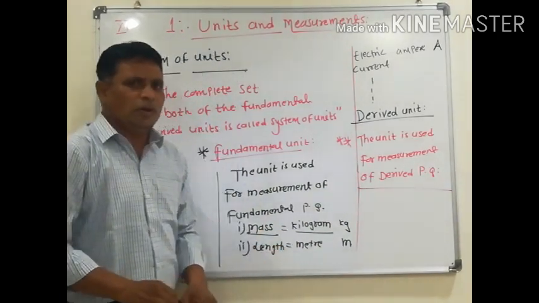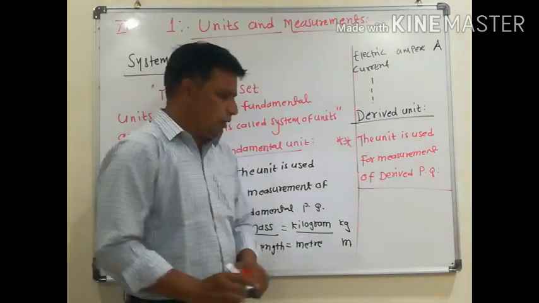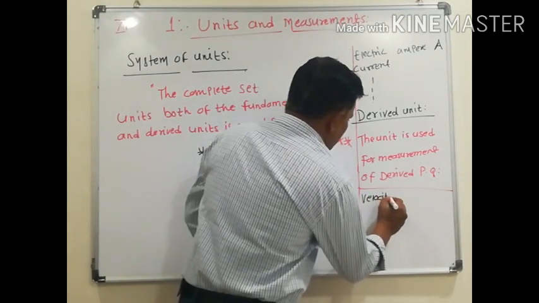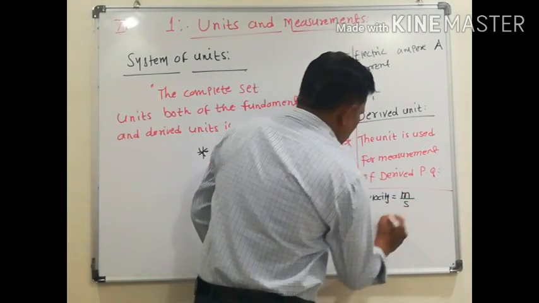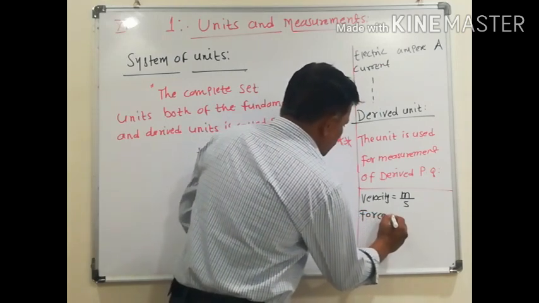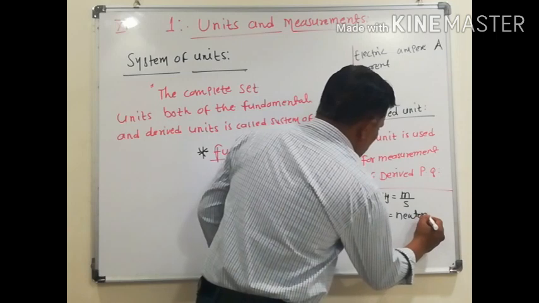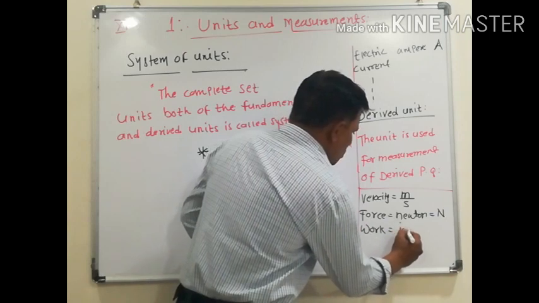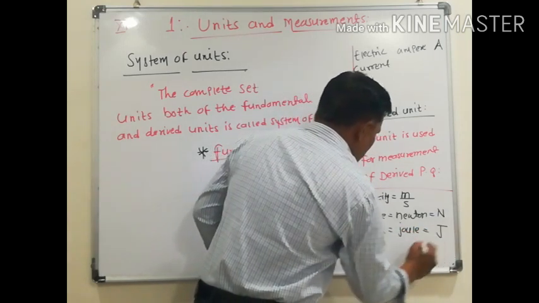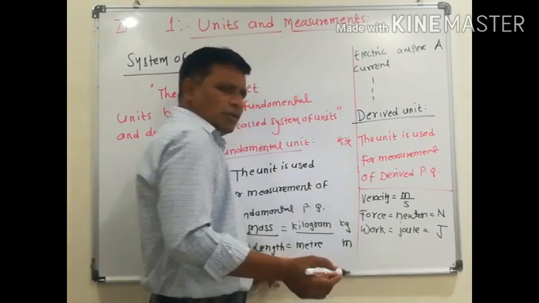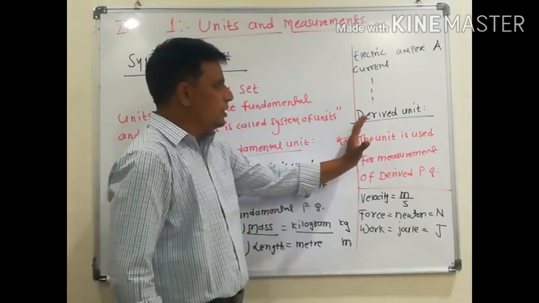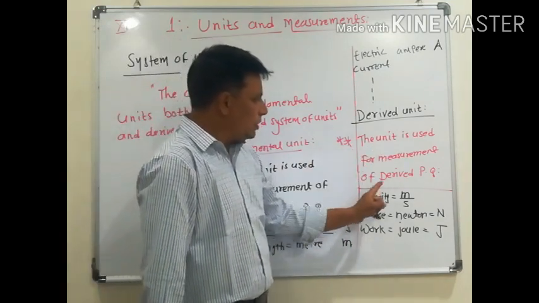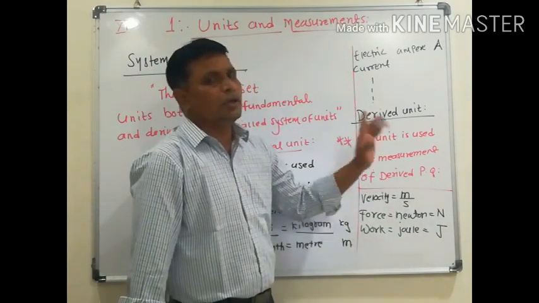Tell me the examples of derived quantities. Yes, first one is velocity. That is meter per second. Second one is force. The unit is Newton. The symbol is capital N. Then work. The unit is Joule. Symbol is capital J. Then power. Then so many, we have so many derived quantities. So we have so many derived units. The unit is used for measurement of derived physical quantities.